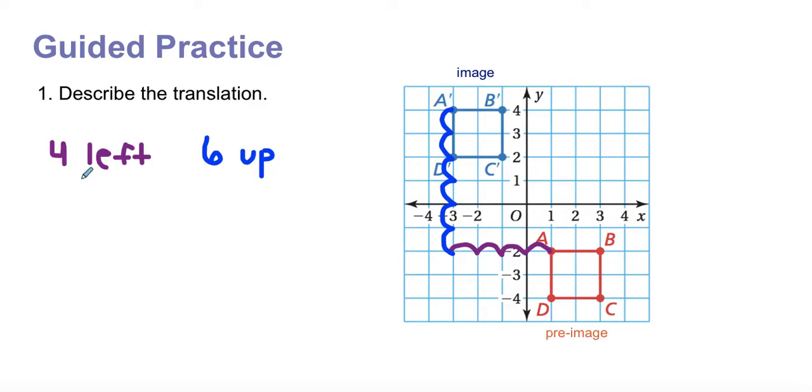We're able to describe this translation using words, but we can also use something called mapping notation. And that's where you're describing the x and the y coordinates. So we can write this information by saying x minus 4, because we're going 4 to the left. And we can say y plus 6, because we're going in the positive direction. We're going up 6.